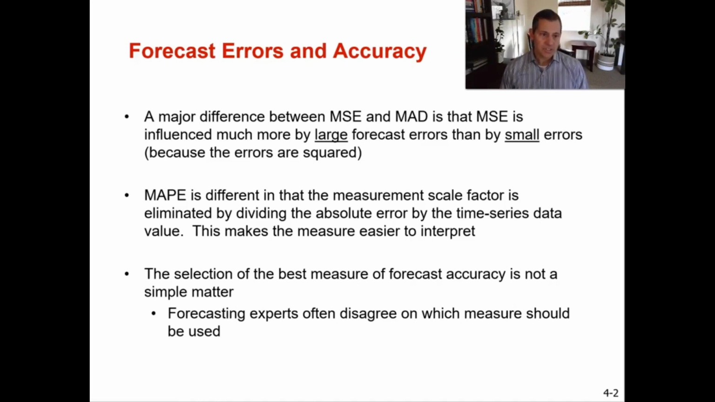Mean absolute percentage error is different in that its measurement scale factor is eliminated by dividing the absolute error by the time series data value. This makes the measure easier to interpret.